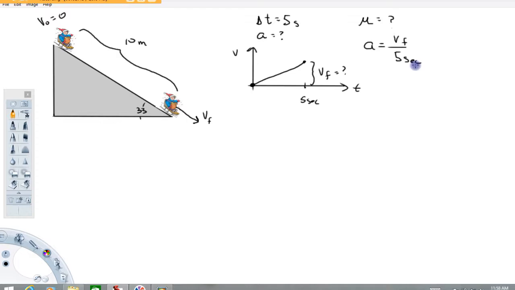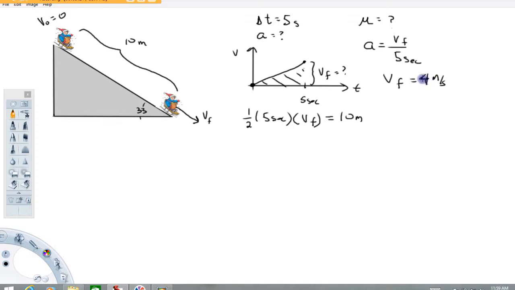The other useful property of this graph is that this triangular area is equal to the displacement, which in this example is 10 meters. That allows me to write a quick, easy equation: 1/2 times 5 seconds times v final is the area of this triangle, and it's got to equal the 10 meters. If I solve that for v final, 20 over 5, 4 meters per second is what comes out.